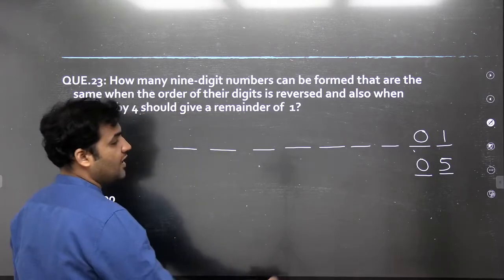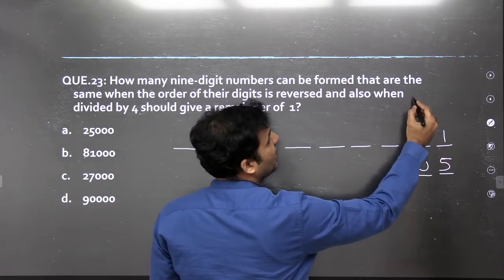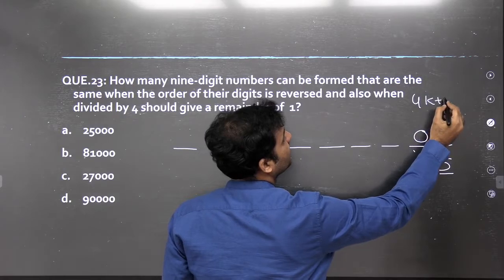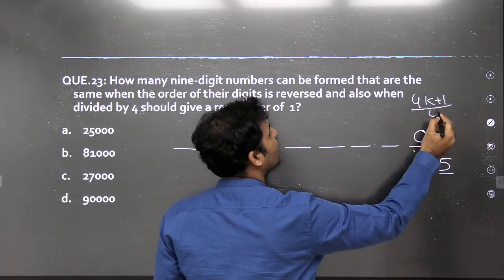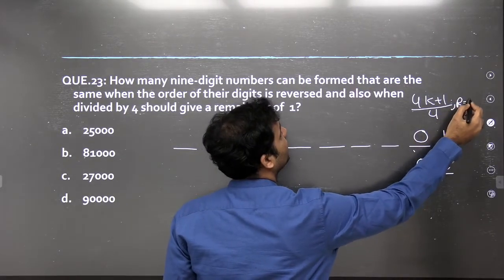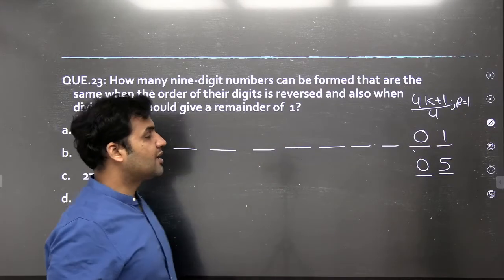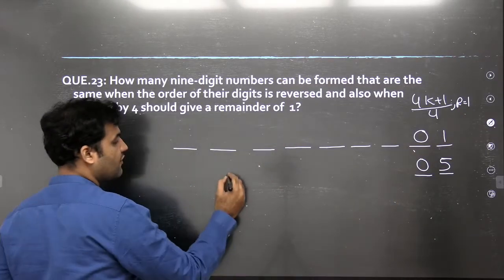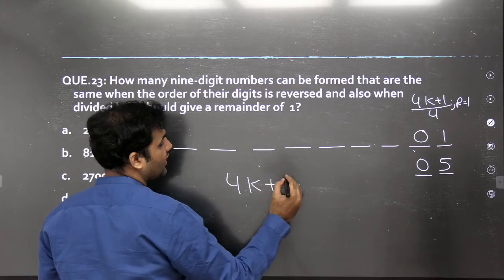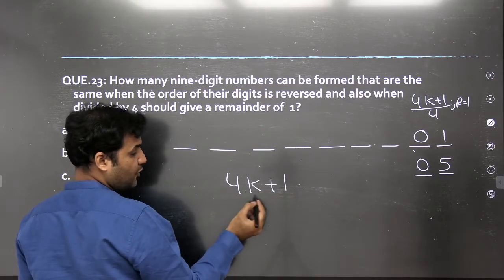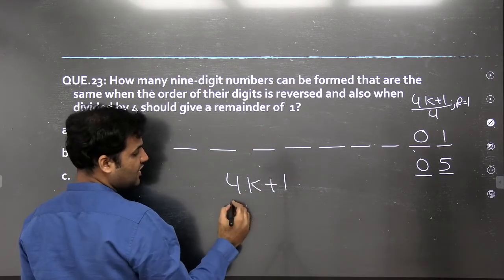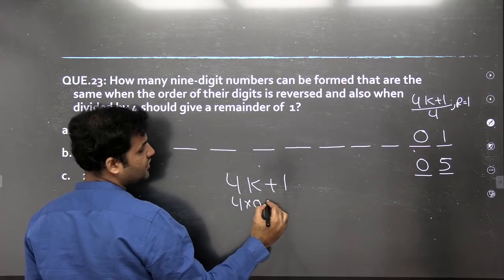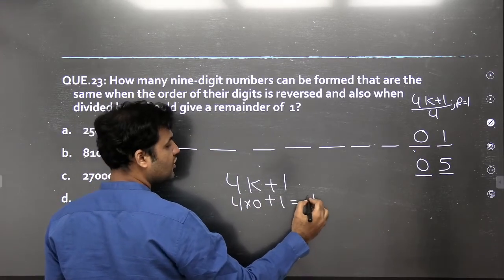In fact, if I make sure the last 2 digits are of the form 4k plus 1, this when divided by 4 will definitely give you a remainder of 1. So I have to make sure that my last 2 digits are of the form 4k plus 1. To get the first such number, you will have to place the value of k as 0. You will get your first number as 01.